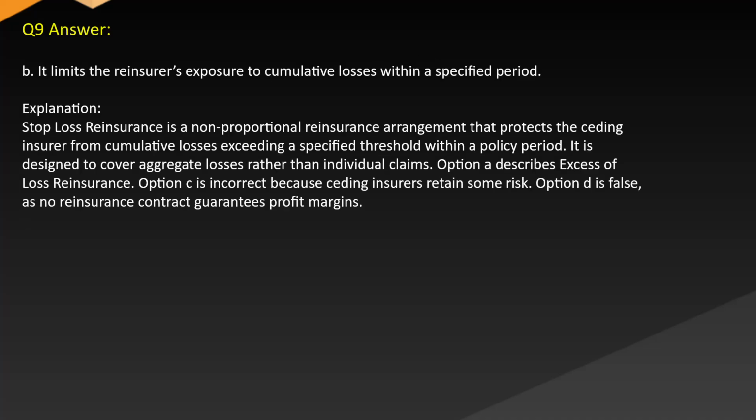Answer. B. It limits the reinsurer's exposure to cumulative losses within a specified period. Explanation. Stop-loss reinsurance is a non-proportional reinsurance arrangement that protects the ceding insurer from cumulative losses exceeding a specified threshold within a policy period. It is designed to cover aggregate losses rather than individual claims. Option A describes excess loss reinsurance. Option C is incorrect because ceding insurers retain some risk. Option D is false as no reinsurance contract guarantees profit margins.